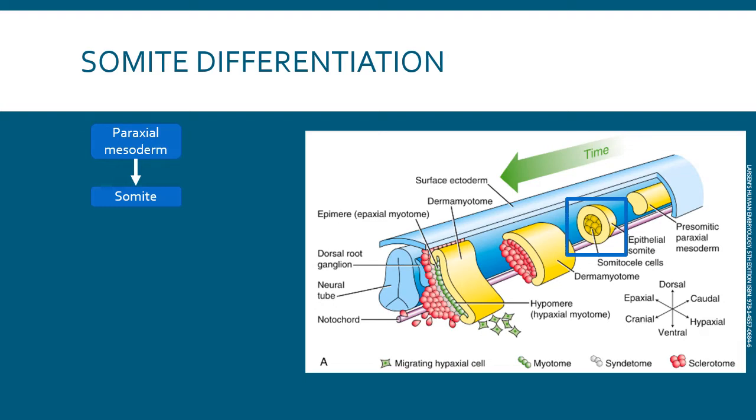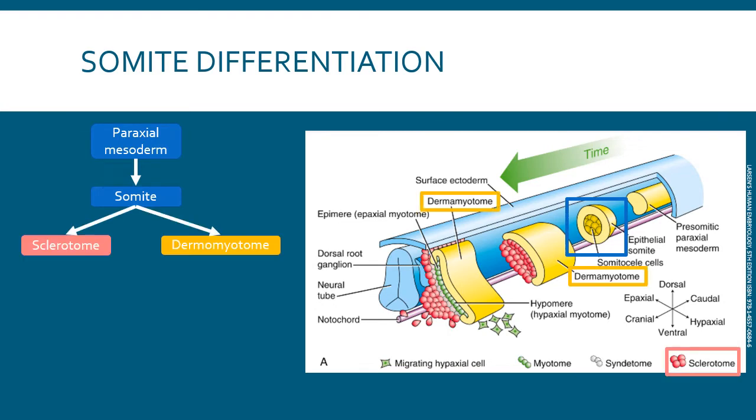Now, the location of the cells within the somite determines what structures they are going to become. The ventral medial cells will become the sclerotome, while the others will become the dermomyotome. So it's based on where they are in the somite. The sclerotome is going to surround the notochord of the fetus, and ultimately they will go on to form the vertebrae, and we'll talk about how that happens.